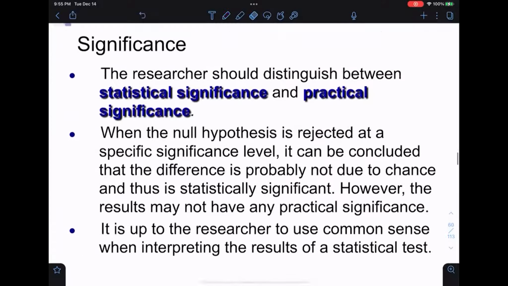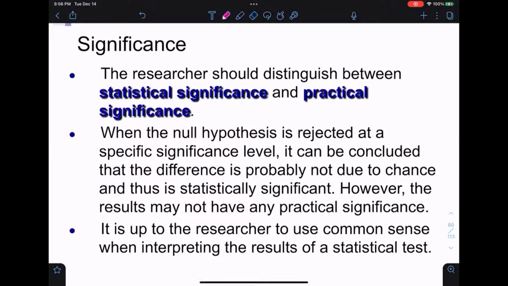Good. So, significance. The researcher should distinguish between statistical significance and practical significance. When the null hypothesis is rejected at a specific significance level, it can be concluded that the difference is probably not due to chance, and thus is statistically significant. However, the results may not have any practical significance. It is up to the researcher to use common sense when interpreting the results of a statistical test. Something can be statistically significant, but in practice, it might not be meaningful.